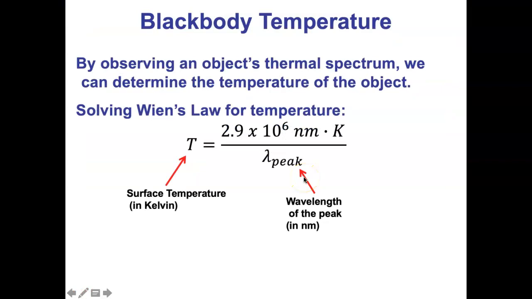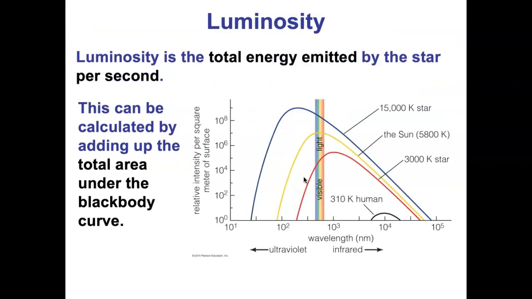We can do better than that, though, because notice that these graphs of the spectrum are graphs of intensity per square meter per second. These are graphs of energy, or in other words, luminosity. These are graphs of luminosity at different wavelengths versus wavelength. So if you add up all of the light that this star emits, added up all across the spectrum, we could get the total luminosity of the star. So let's just do that.